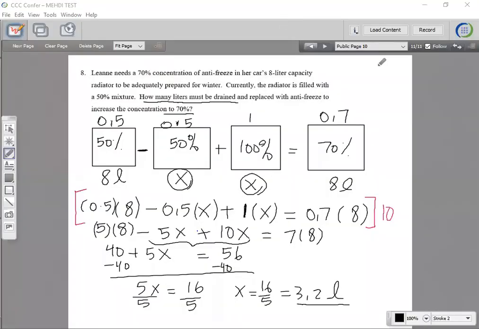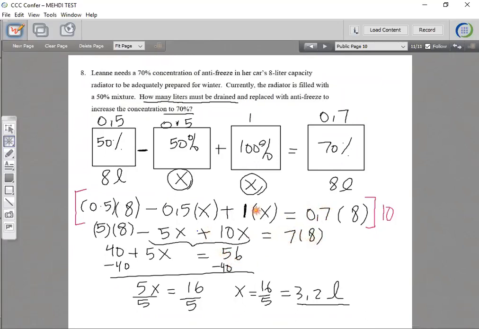So, okay, there are a couple of questions right now. A few of you asked. One is, where does 56 come from? Okay, the 56 comes from 7 times 8. Because we multiplied them by 10, 0.7 turns to 7. 7 times 8 is 56.